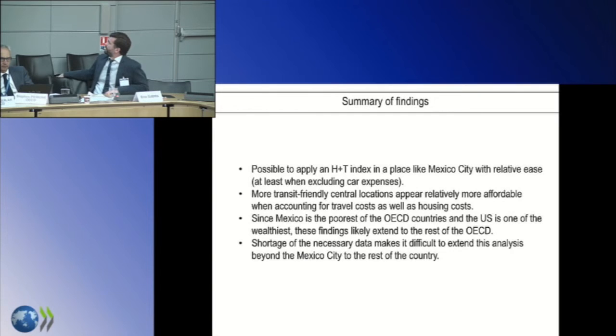So, summary of the findings: it's definitely possible to apply this index in a place like Mexico City, at least when excluding car expenses. And actually, you could estimate car expenses relatively easily. I've done a model predicting VMT, but it was used for something else, so I didn't want to apply it to this. More transit-friendly central locations are relatively more affordable when accounting for travel costs. No big surprise there. But the shortage of necessary data makes it pretty hard to extend this to the rest of the country.